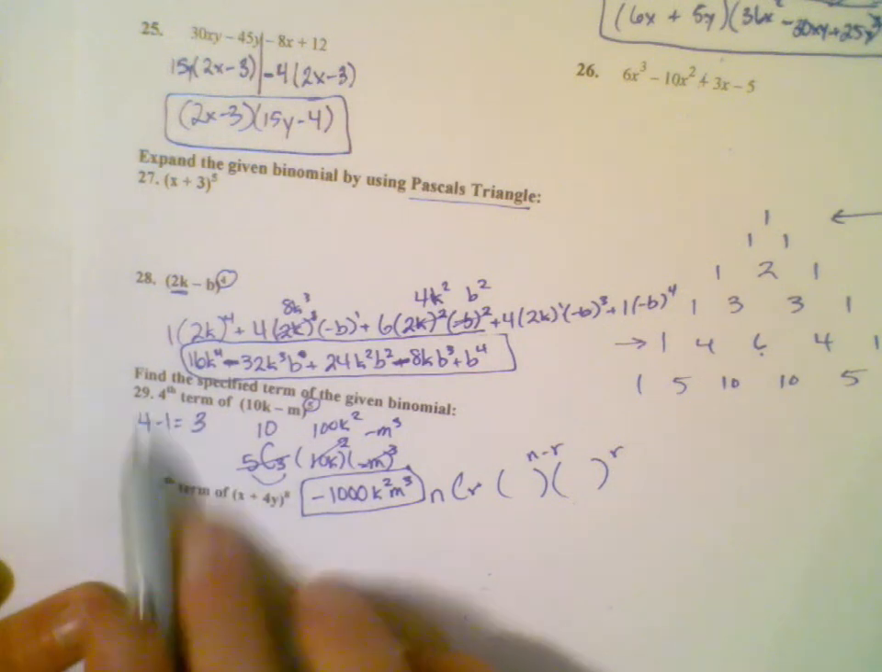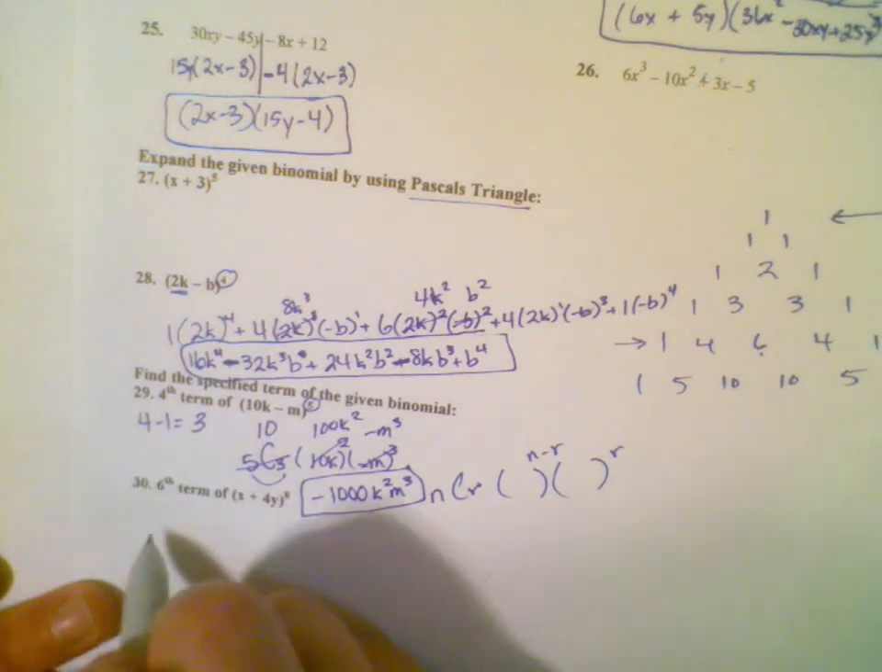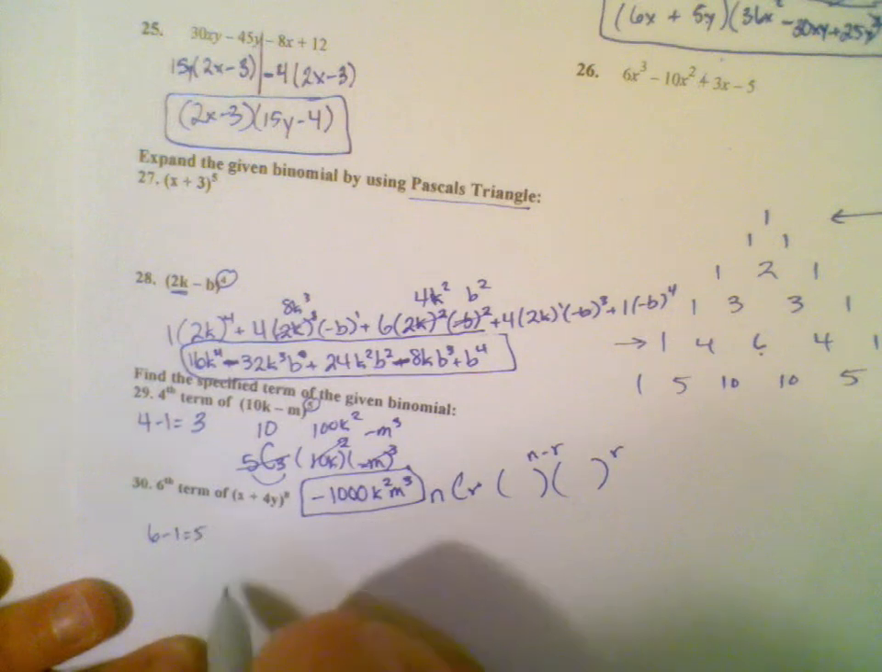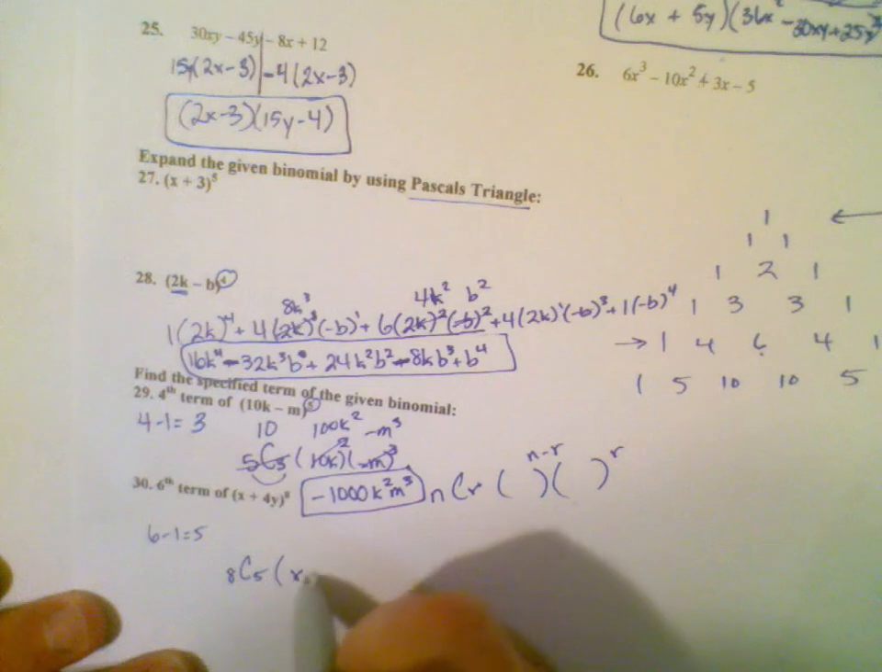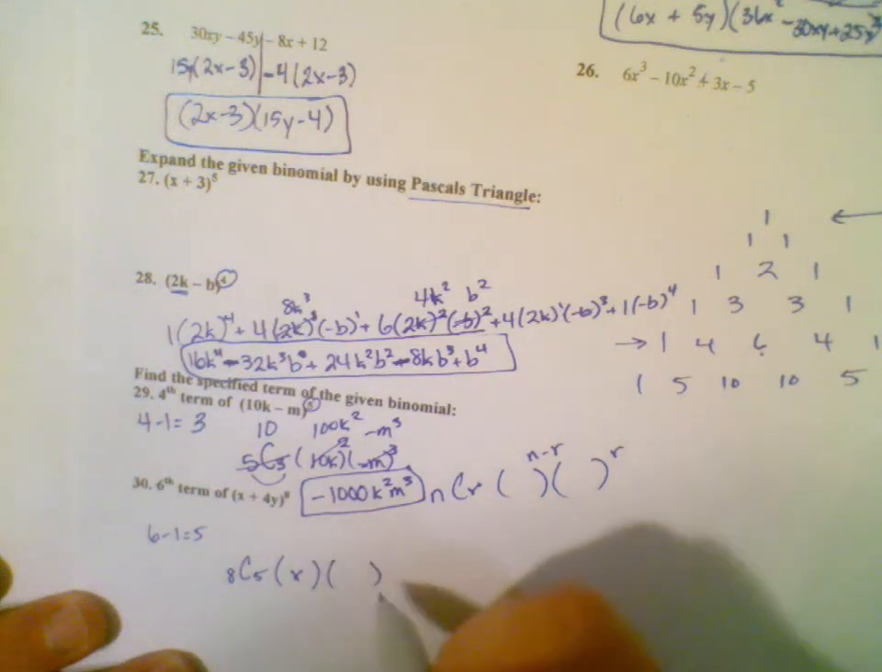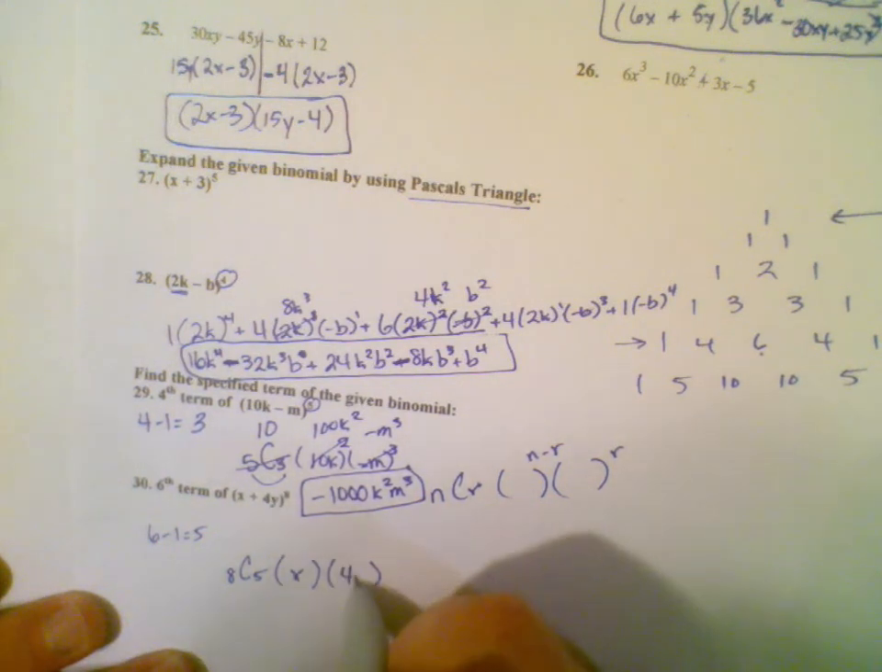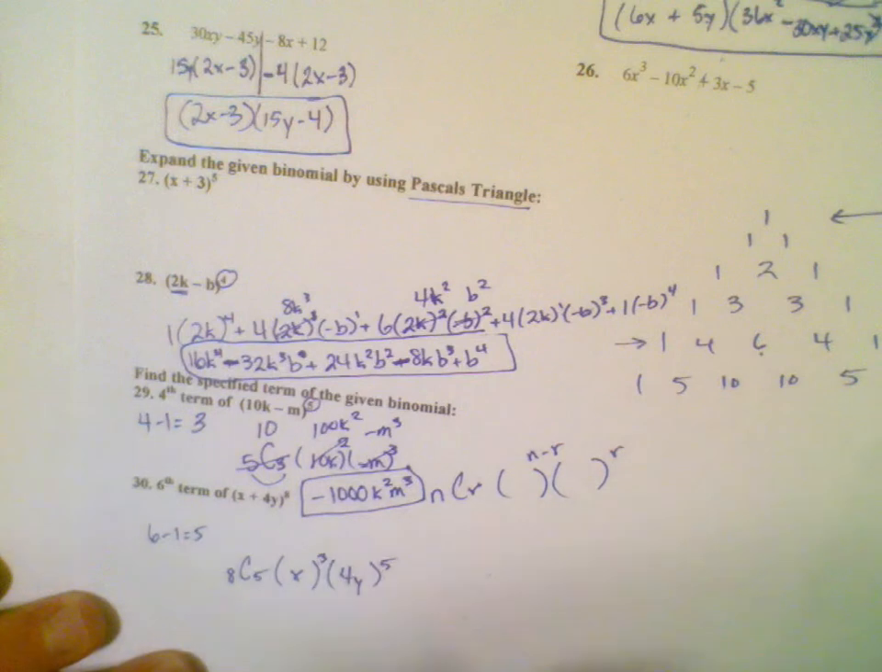Alright, so that's exactly how you do 30. Rather than using a 6, we'd use 6 minus 1, which is 5. So it would be 8c5 x to the something. We'll fill it out here in a second. Before y to the 5th, this would be to the 3rd. So whatever you get from that, when you multiply it out, that would be your answer.